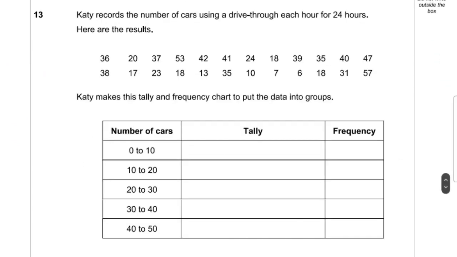So question number 13. Katy records the number of cars using a drive-through each hour for 24 hours. Here are the results. So Katy makes this tally and frequency chart to put the data into groups. Make 2 criticisms of Katy's tally and frequency chart. You do not need to complete the chart.